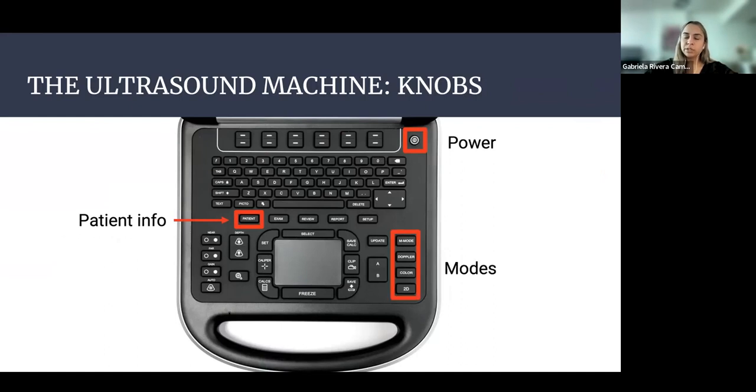After that, we're going to select a mode. Typically, the machines will default to B mode or 2D. You can also change it to M mode or Doppler. Then we are going to adjust the depth and the gain. And after we have the image that we need, we can freeze the image to save an image, still, or video clip.